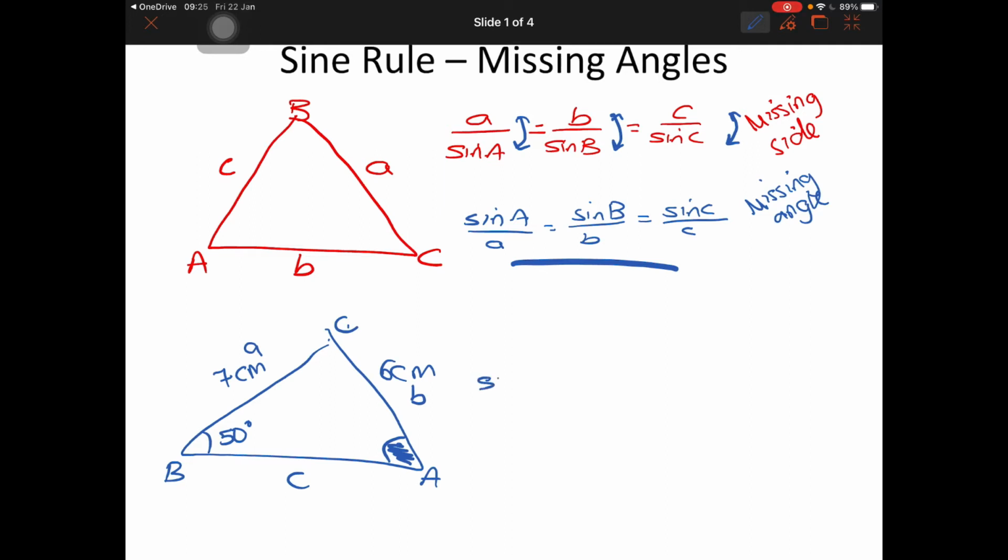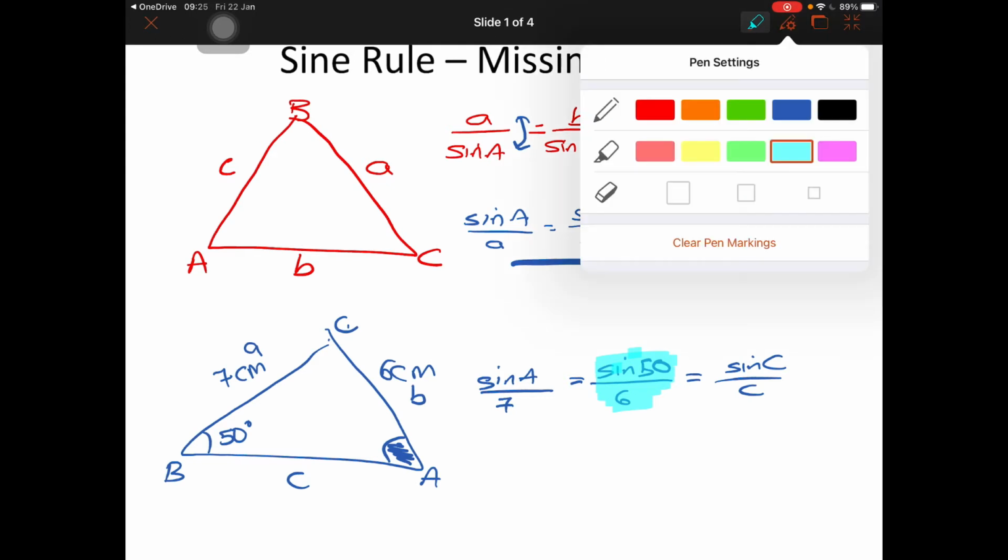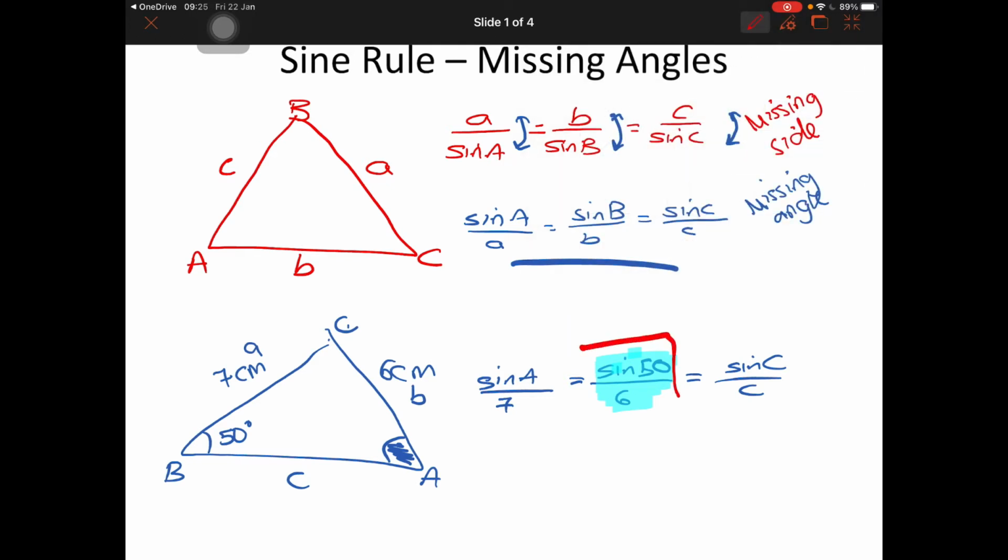So we're going to use this formula and we'll fill in. So sine A over a, that I know is 7, equals sine B, which is 50 degrees, so sine 50 over 6, equals sine C over c. Now, the same as last lesson, because I've got my matching pair just here, I know I can use the sine rule. It's really important we still can identify when we can use the sine rule. So I'm definitely going to be interested in this one here. This one is the one that I'm trying to work out, so they will be the two that I pull down.